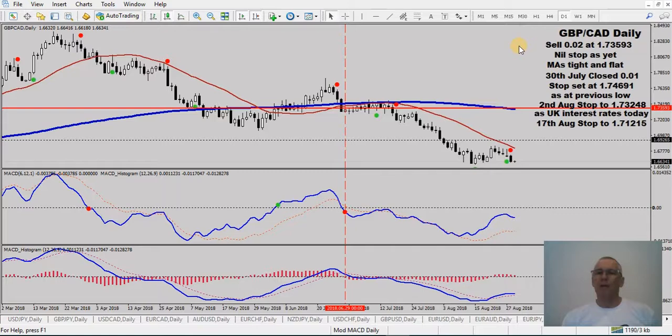Now pound CAD in a sell all the way back here. You can see the fast MACD stayed below the zero level the whole time. Even got a new red dot this. So we've just moved the stop down to 1.69265. So we're just locking in more profit there. That's the pound CAD.